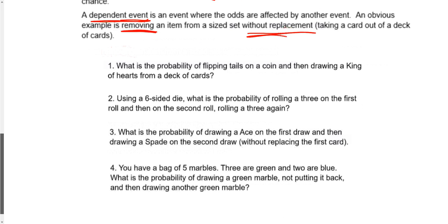So the first thing we're going to do is we're not going to calculate any probabilities just yet. All I want to do is make sure that you know the difference between dependent and independent events, because it's going to affect which formula we're going to use.